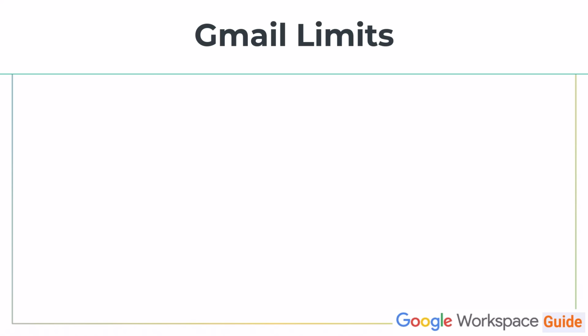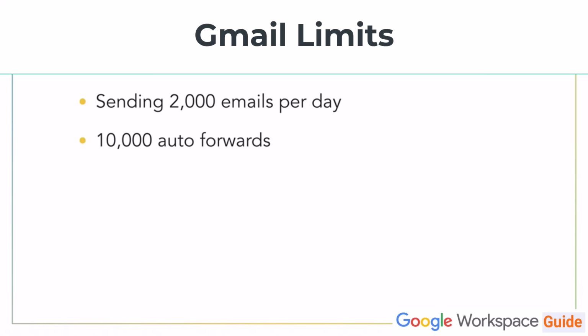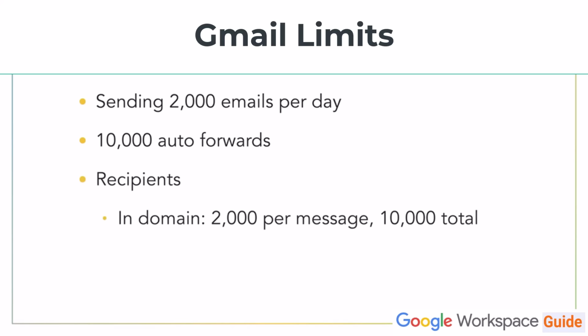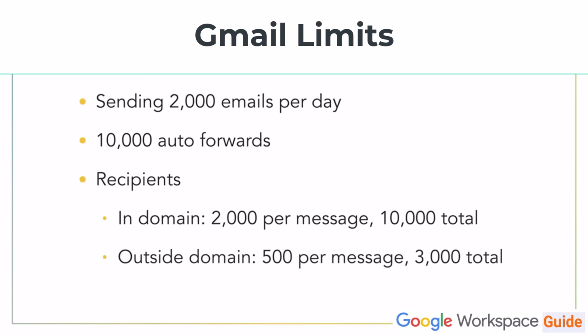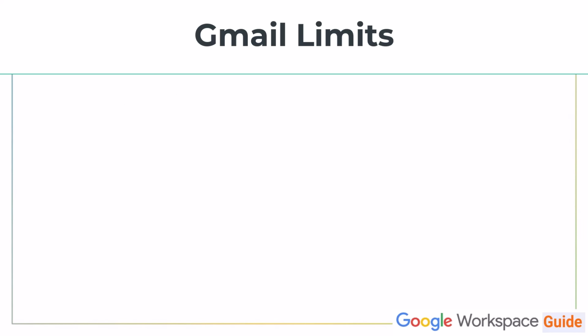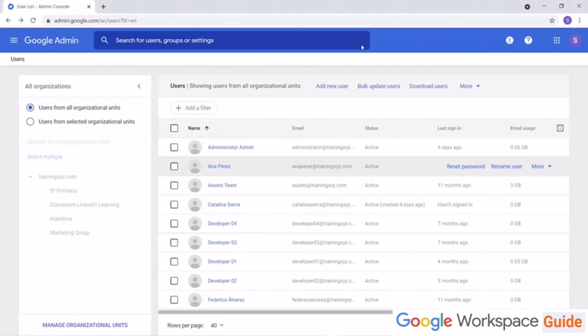Gmail limits include a sending limit of 2,000 per day, an auto-forwarding limit of 10,000 per day, and recipient limits of 2,000 per message and 10,000 recipients total within the domain, as well as 500 per message and 3,000 recipients total outside the domain. Should a user reach or exceed one of these limits, their account will be automatically moved into suspended status for anywhere from 1 to 24 hours, depending on the infraction, after which the limit is automatically reset.